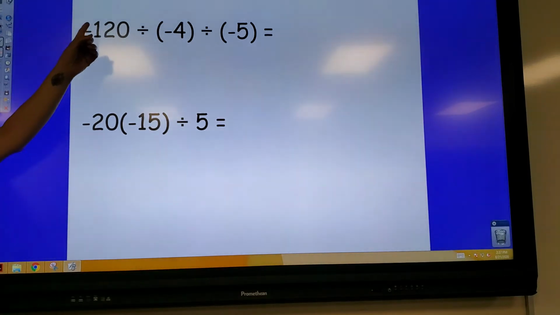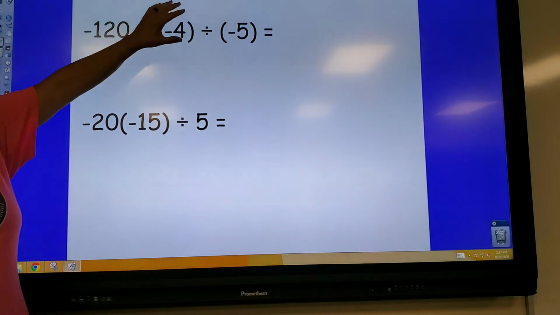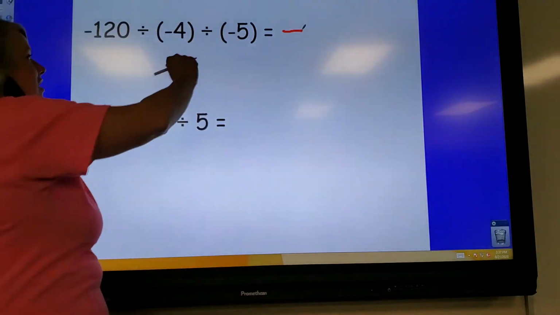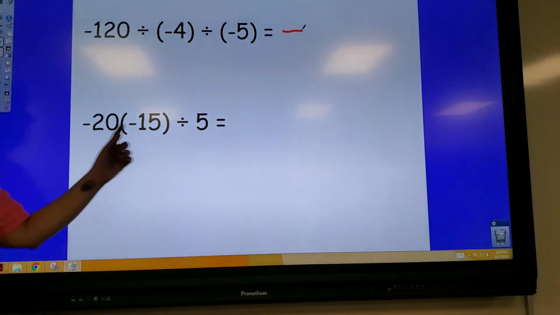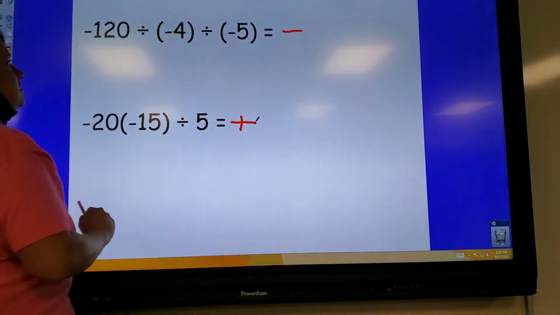Negative. If we divide these two, we'd get a positive answer, right? And then a positive divided by a negative would be a negative. So again, if there's an odd amount of negatives, the answer is negative. If there's an even amount of negatives, the answer is positive. So let's do those real quick.